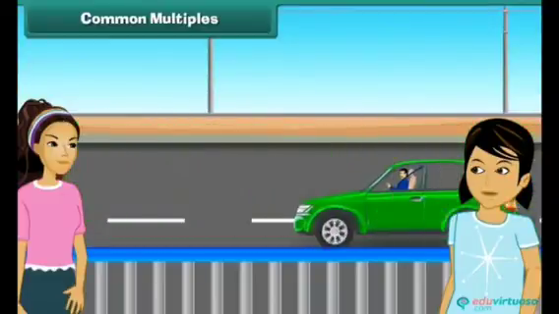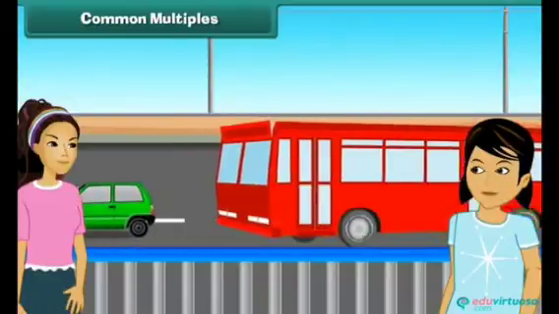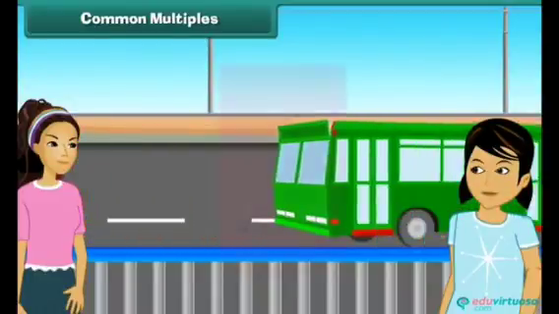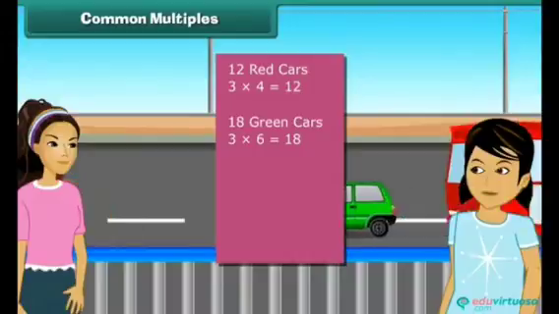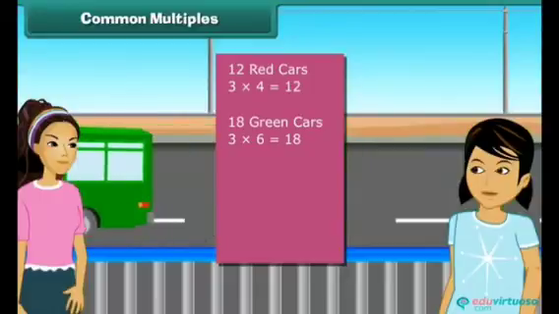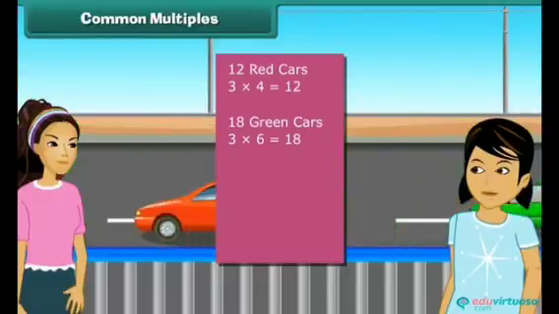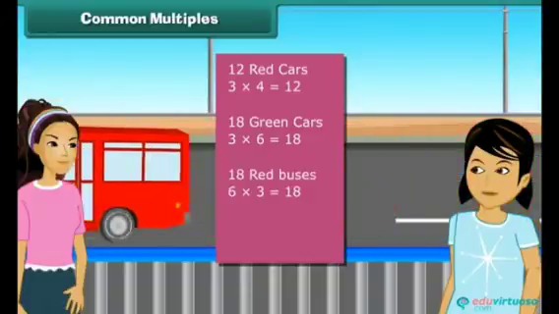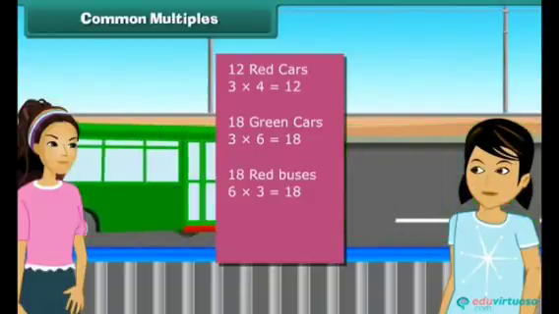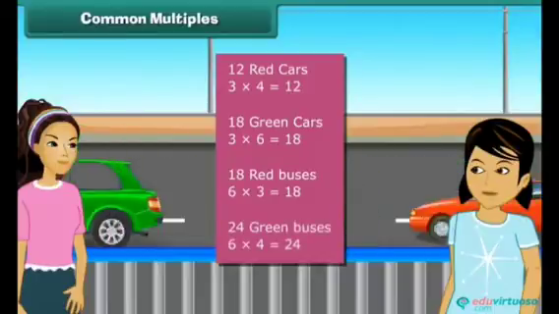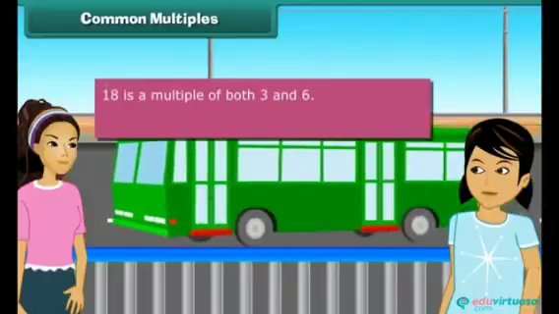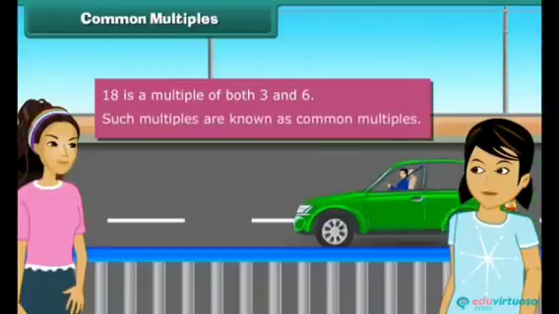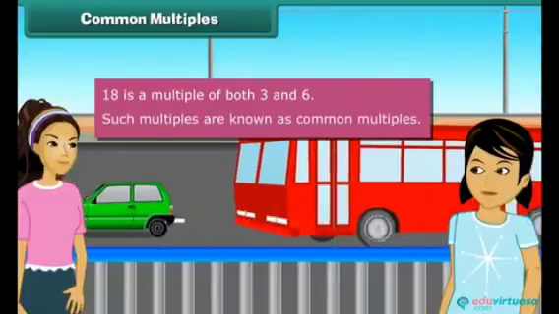Rima observes 12 red cars and 18 green cars. She expresses them as 3 multiplied by 4 is equal to 12. 3 multiplied by 6 is equal to 18. Prerna observes 18 red buses and 24 green buses. She expresses them as 6 multiplied by 3 is equal to 18. 6 multiplied by 4 is equal to 24. 18 is a multiple of both 3 and 6. Such multiples are known as common multiples.